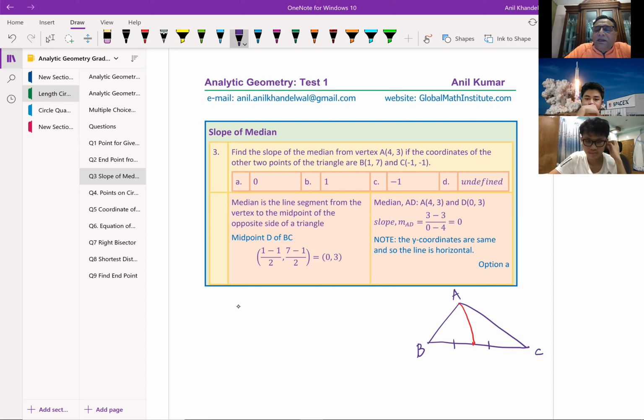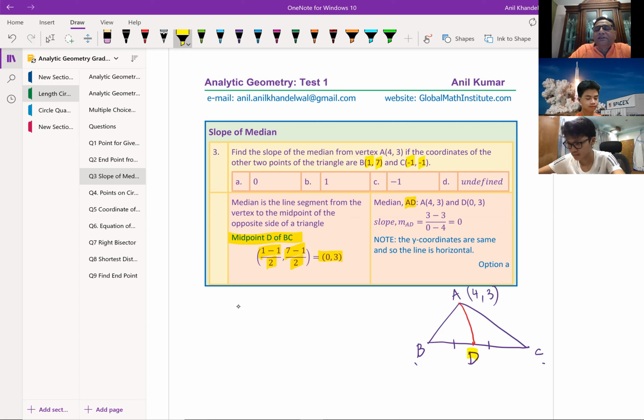We are given the point A, which is 4, 3, right? So we are given this point 4, 3. We are also given B and C. We just need to find the midpoint. So let the midpoint be D. To find the midpoint, we find the average of the two. So we apply the midpoint formula, add the x coordinate values, which in this case are 1 and minus 1, divided by 2, and the y coordinate values, which are 7 and minus 1, divided by 2. We get the center point of line segment BC, which is 0, 3.